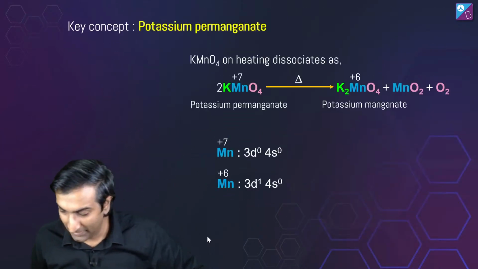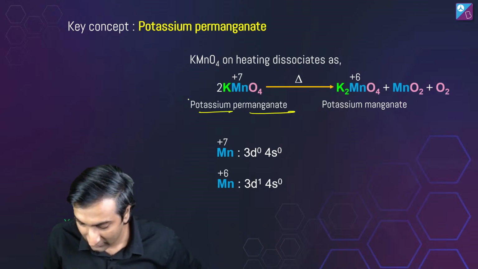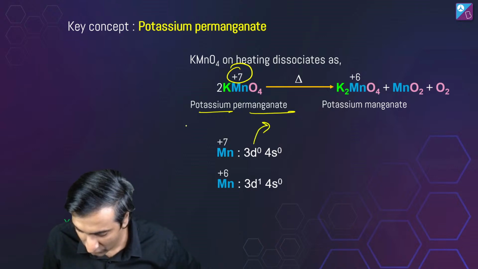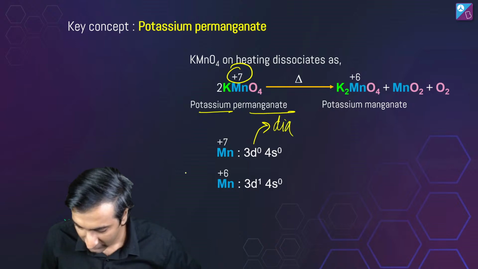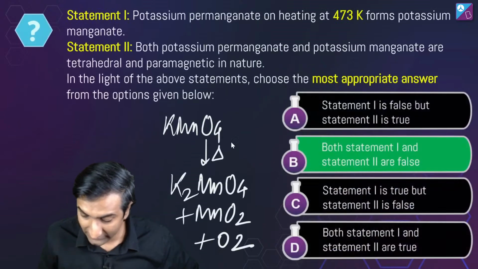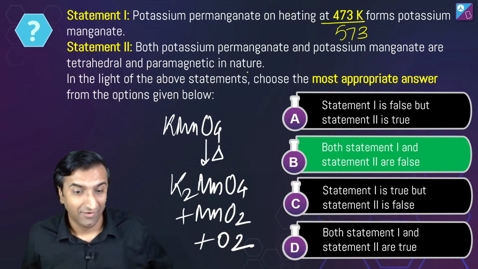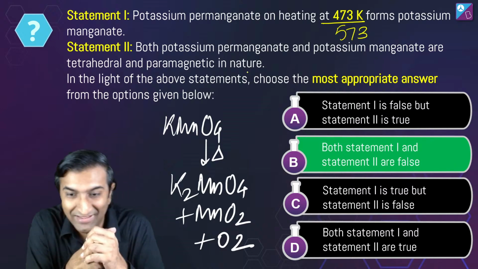कि दोनों जो para या diamagnetic नहीं है. One is para, the other is di. Right? Potassium permanganate has a +7, which means it has no d electrons. So this is going to be diamagnetic, and this is going to be paramagnetic, obviously, right? D1, D0. But this temperature right here is 573, not 473.